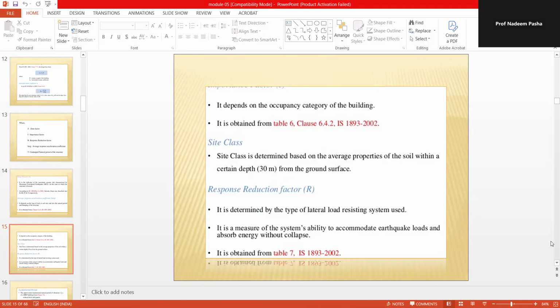So what is response reduction factor? It is determined by the type of lateral load resisting system used. Different types of lateral load resisting systems, base isolation systems and all, we have already studied in the first module. So it is the measure of the system's ability to accommodate earthquake loads and absorb energy without collapse. It is the ability of the structure to withstand earthquake loads and absorb the energy, and it is obtained from table 7 of IS 1893 2002.